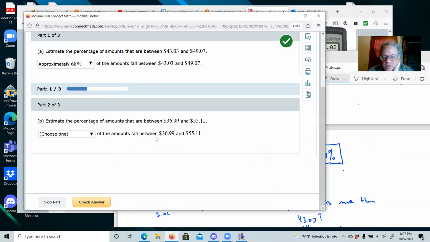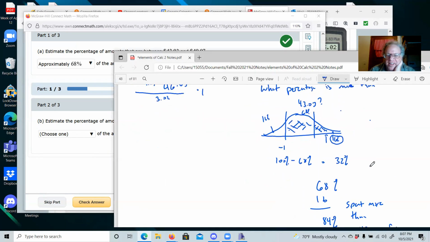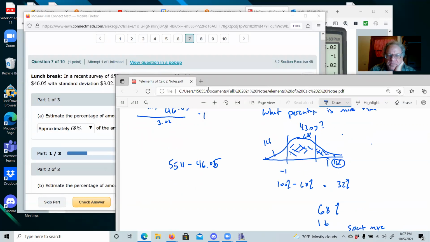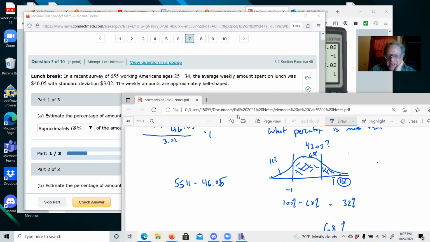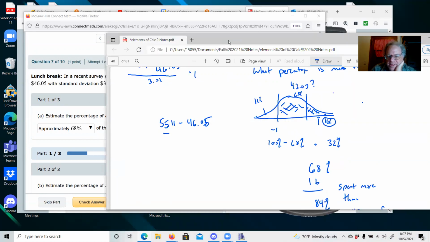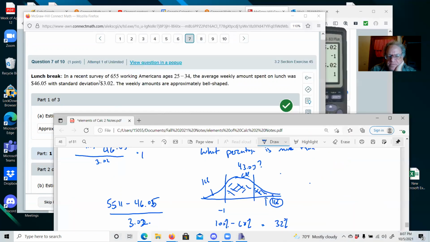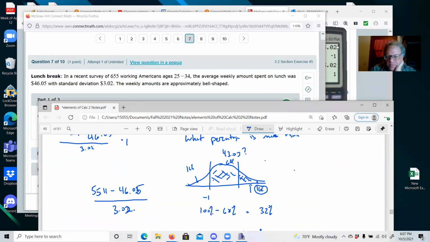Let's try the next one. Actually, let's just do one of them. Let's just do $55.11. Minus, what do we have? 46.05, right, because that's our average. Where am I getting that number? From the beginning scenario. Divided by 3.02. And again, where did I get it? From the original scenario, 3.02.